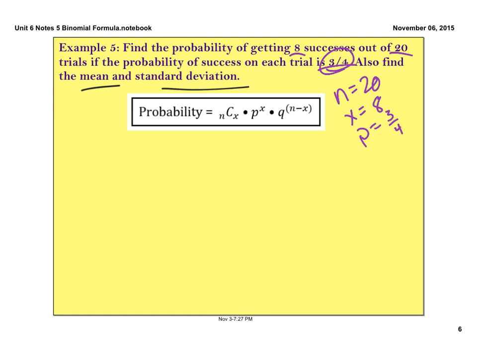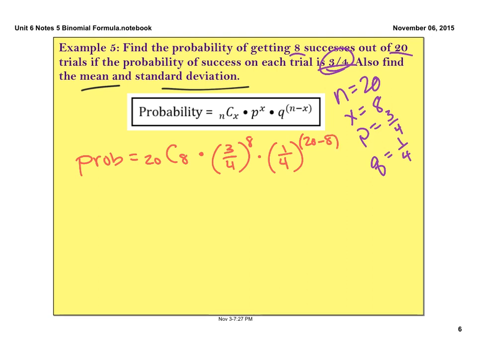So if you succeed 3/4 of the time, that means you fail 1/4 of the time. That's what's happening there. So I've got my p-value, I've got my q-value. Now let's write it out in the equation. So I've got probability equals 20C8 times, again, use some parentheses for these fractions, 3/4 to the 8th power times 1/4 to the 20 minus 8 power. I can take care of this. 20 minus 8 is 12. If there's 20 total and 8 succeed, that means 12 fail.